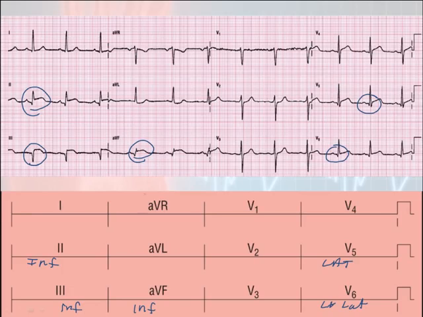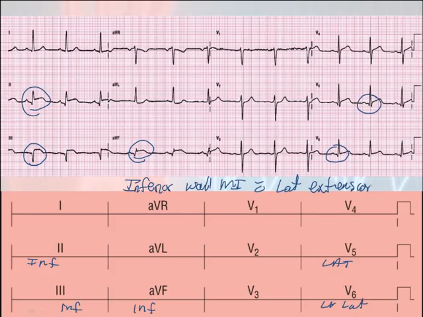So this person might be having an inferior wall MI with lateral extension, which tells me, if I were to draw a heart here real quick, this area is definitely being affected, and it looks like this area also might be affected as well. So this possibly is an inferior lateral wall MI occurring right now.